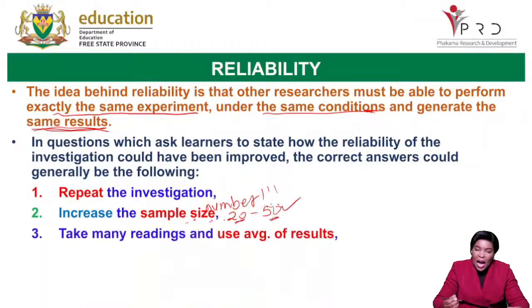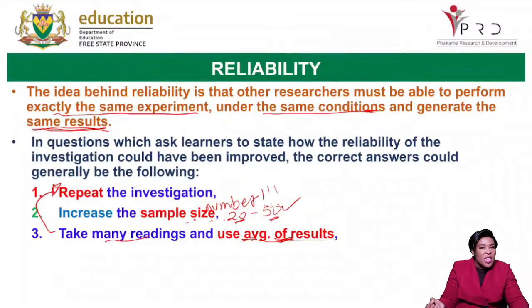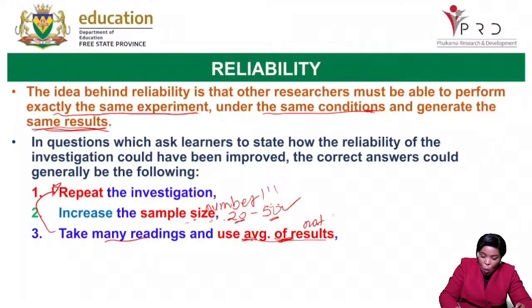Then another thing that can help you to answer the reliability question is to say, take many readings and use the average of results. So this one goes with the repeating of the investigation. When you repeat, you will say that the scientist must repeat the investigation and take many readings and then combine those readings to get the average. You use the average of the results. Then we know that these results, we can trust them. They are reliable because the scientist gave us many readings. They did not just give us one. So you take many, not one.